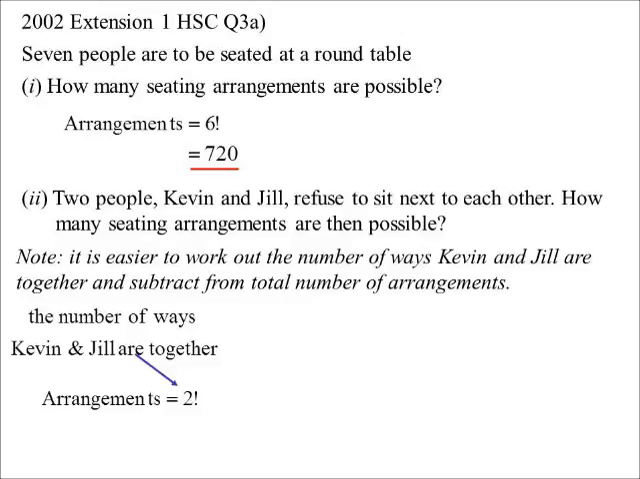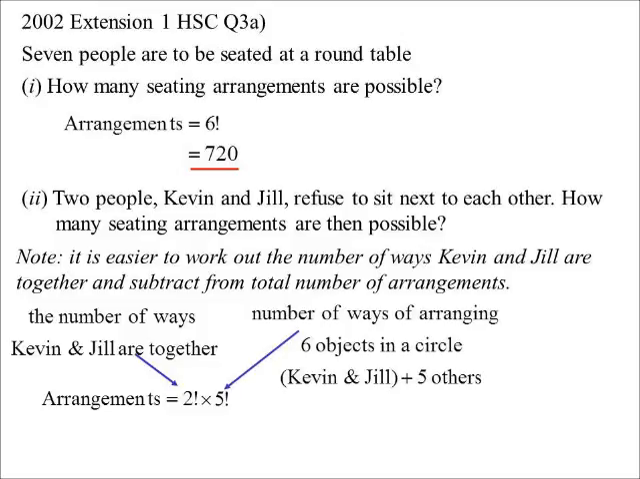So they are together. They're in their group of 2, so 2 factorial ways they could be in their group. We haven't put them in the circle yet, we've just arranged the group. But we now have that group plus another, how many people do we have all up? Plus another 5. So we've got 6 objects. But we're going to place it in a circle, not a line. So it's 5 factorial. So 2 factorial times 5 factorial, 240. 240 ways.